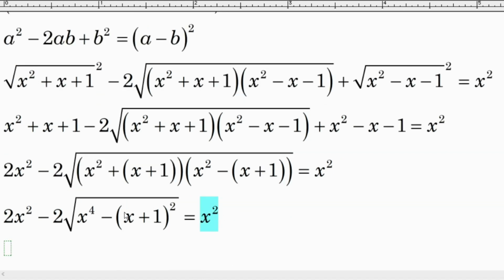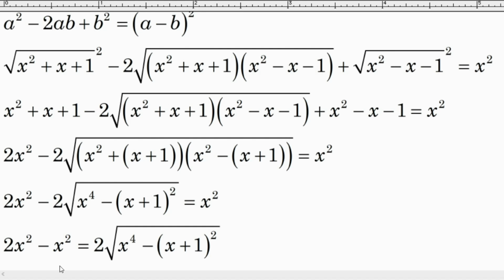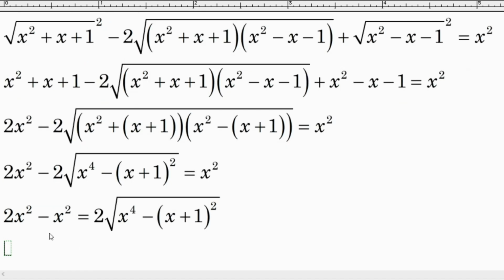and I can take x squared to the left, so we will get 2x squared minus x squared and then equal to, and I take minus 2 square root of x to the power 4 minus x plus 1 raised to square to the left, so we will get, here is gonna change to positive, right? Okay, so now we can subtract this part, we will get x squared and then equal to this part again.